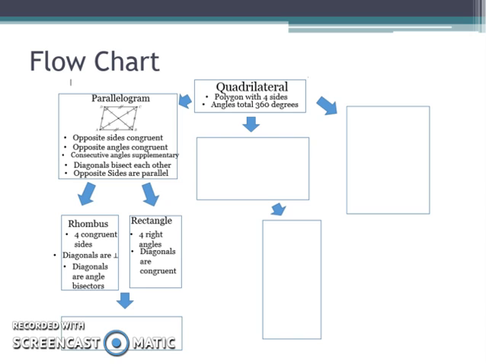Now don't forget that the rhombus and a rectangle, they're both types of parallelograms. So they also have all the properties in the parallelogram and in the quadrilateral chart on this flowchart.